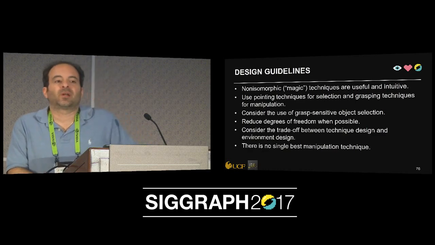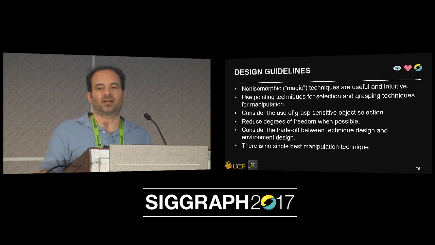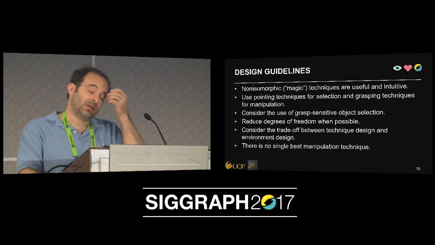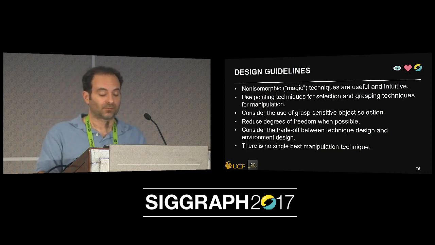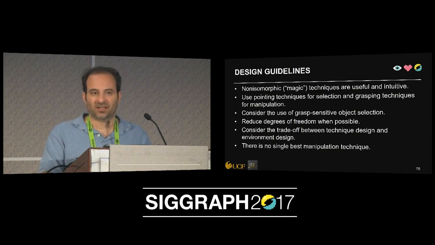You want to try to reduce the number of degrees of freedom if possible. If you're manipulating an object and you only need to move it along a 2D plane, then why do you need to do a full 6 degree of freedom interaction? Okay, it's a waste of degrees of freedom and only complicates things. So when you can, try to reduce the number of degrees of freedom. Okay? And with any of these cases, you're always considering trade-offs between design and environment, right? The technique design and environment design. There's a challenge between the two.